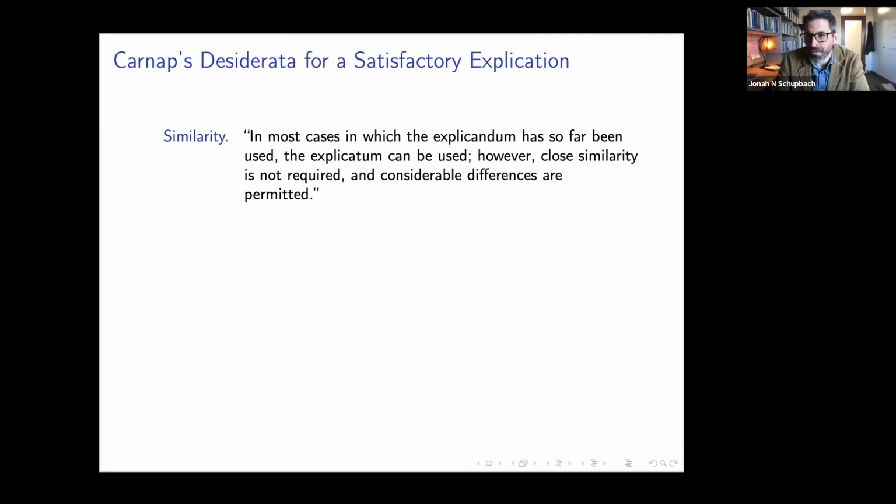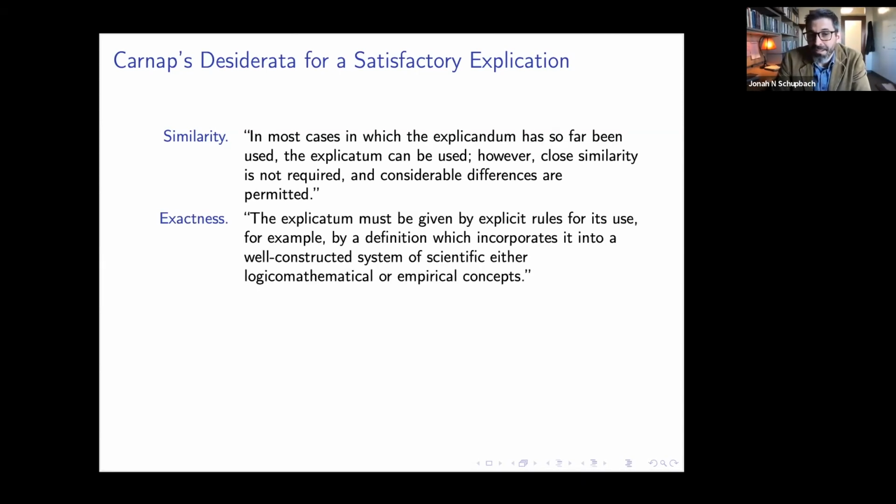So why would we ever want to part ways drastically or radically from our explicandum when giving an explication? Of course, Carnap's already showing his cards here. He wants to use explication for concept engineering or something like that. And so he's not so worried about similarity. This is not Carnap's most important desideratum.